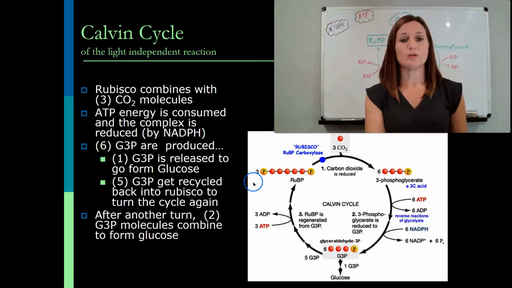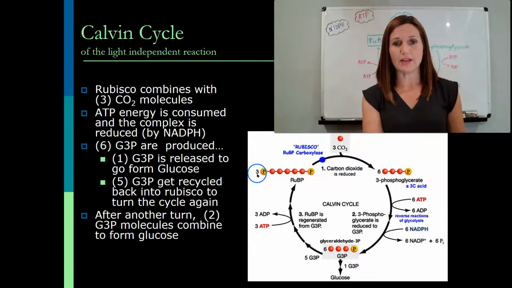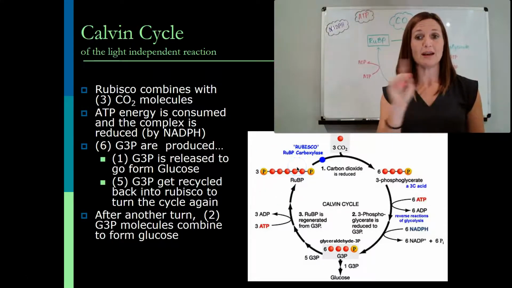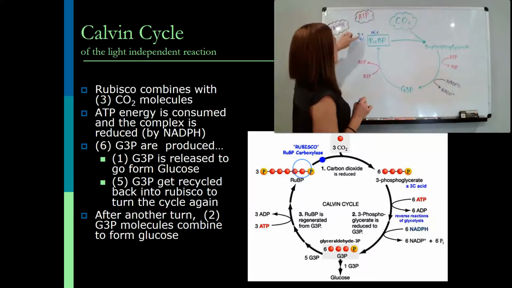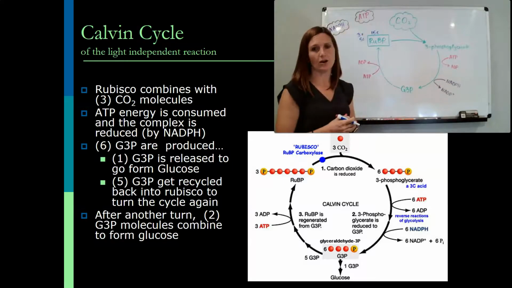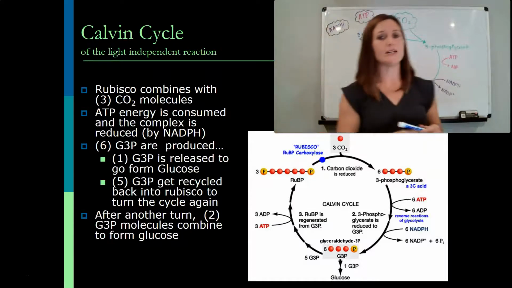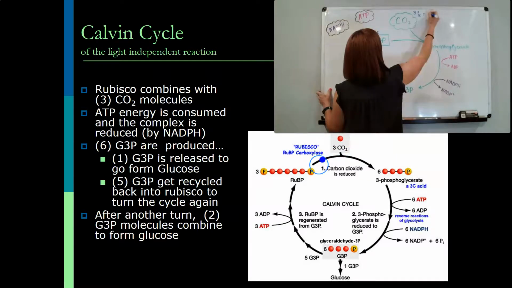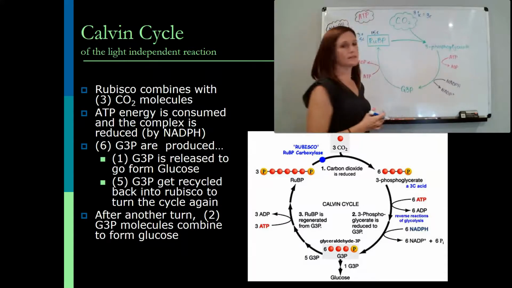We start out with Rubisco. There are 3 of them, each with 5 carbons. Let's count them together. 1, 2, 3, 4, 5. So there are 3 molecules of Rubisco, each with 5 carbons, for a grand total, 3 times 5, of 15 carbons. It's going to interact with carbon dioxide. 3 1-carbon carbon dioxide. 3 times 1 is 3 carbons.